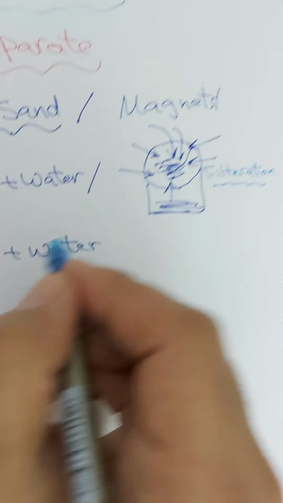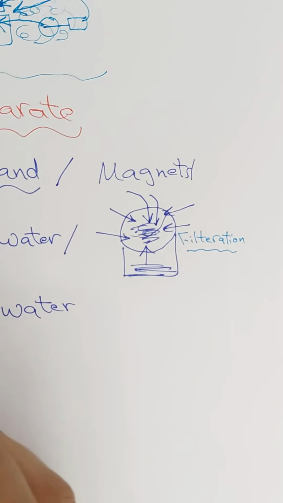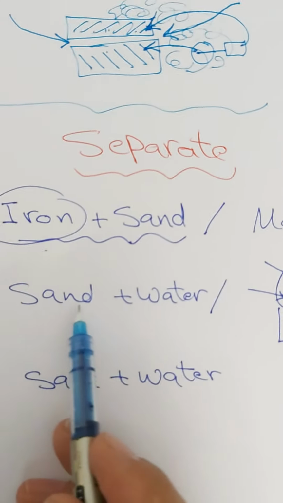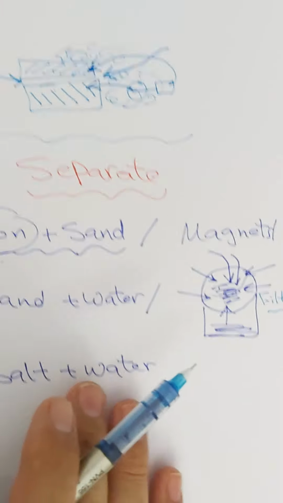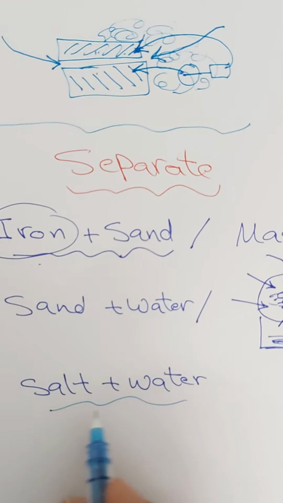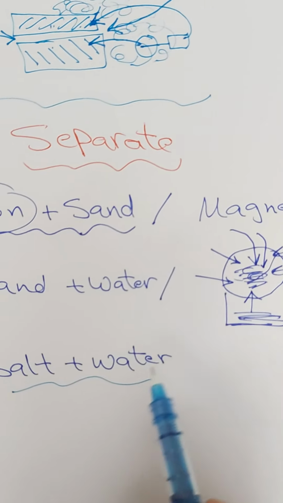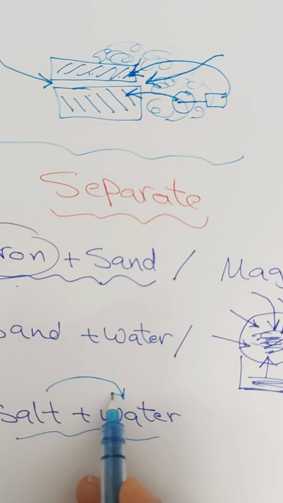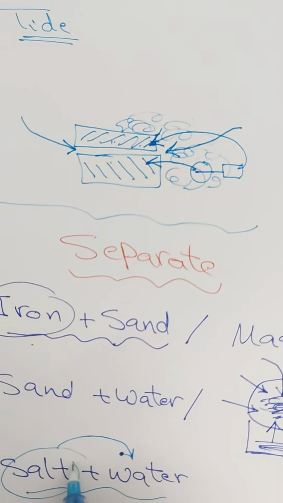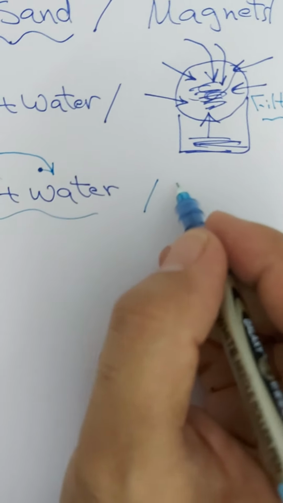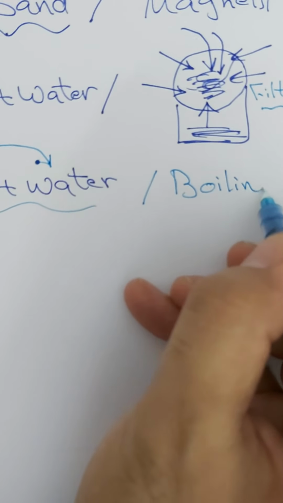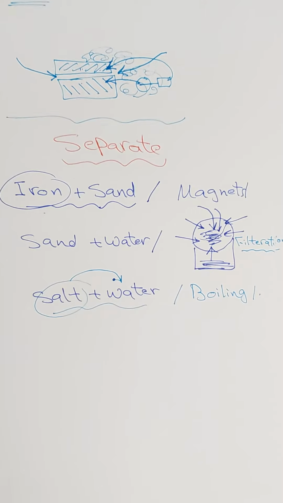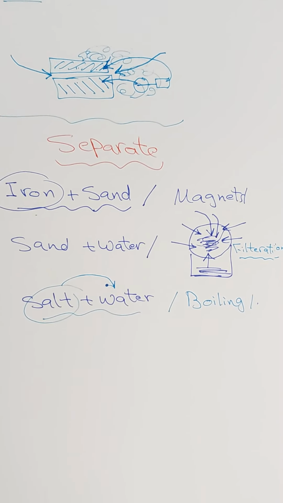So filtration means to separate a mixture. If you have a mixture, you have to use filtration. But with solutions like salt and water, using this paper will not help, because salt is dissolved inside water. To separate salt from water, we use boiling, or we call it evaporation. Boiling or evaporation.